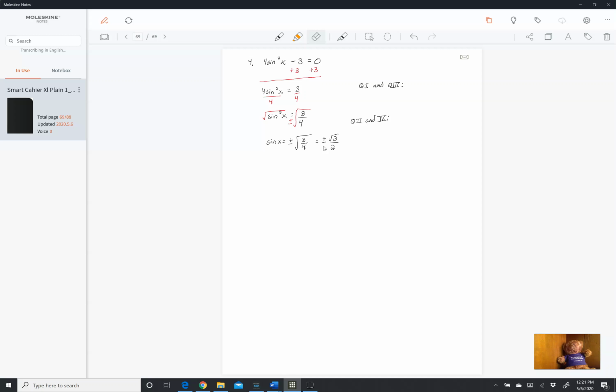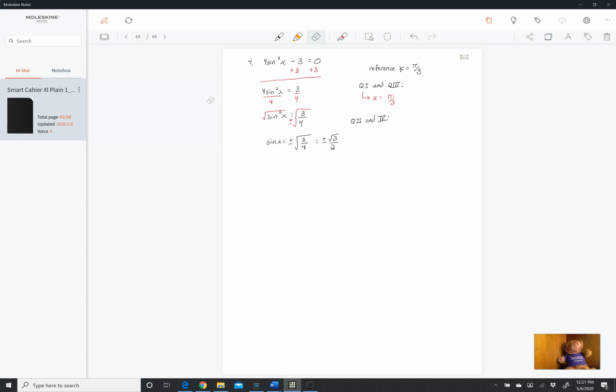So now we need our reference angle. Okay, so we're thinking of, well, the sine of what angle is square root of 3 over 2? And if you're familiar, which you should be, it's pi over 3. So our reference angle is pi over 3. Okay? So we really only have to worry about quadrant 1. We don't have to worry about quadrant 3. We only care about quadrant 1. So in quadrant 1, our x is just pi over 3.